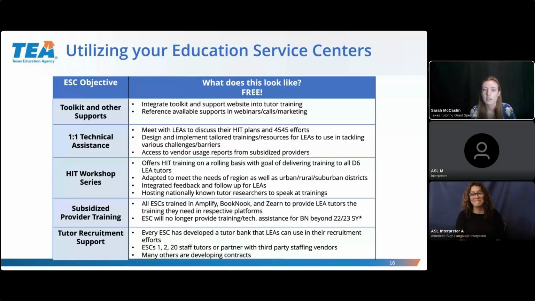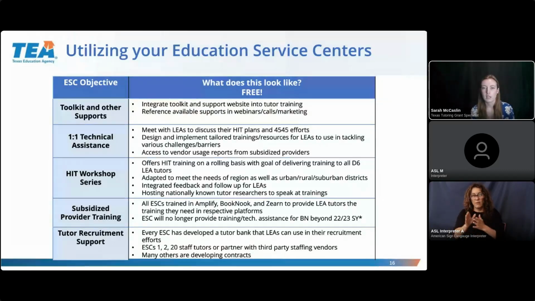Subsidized provider trainings. All of the ESCs are trained in Amplify, Booknook, and Zern and provide you with opportunities to get trained in those respective platforms. Again, one little note here that I want to mention is that beyond the 22-23 school year, because there is no renewal contract, the ESC will not provide technical assistance or training specifically for Booknook.